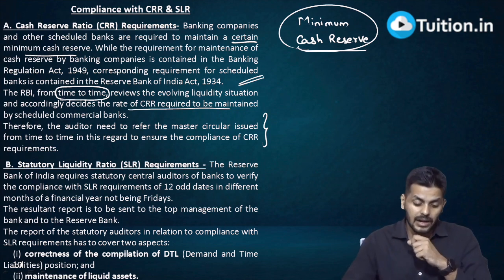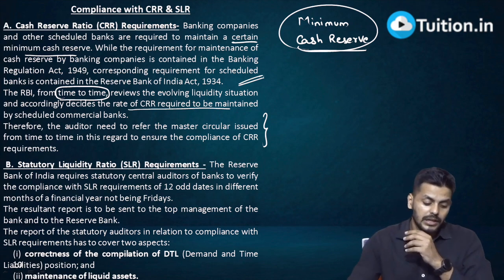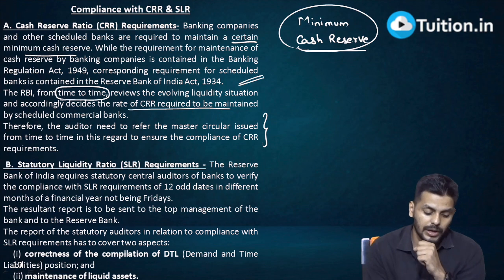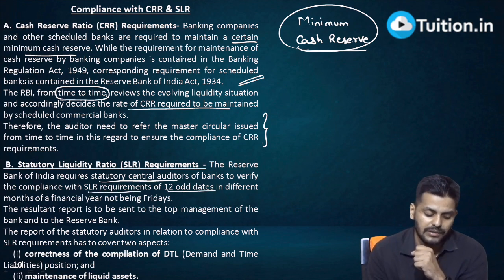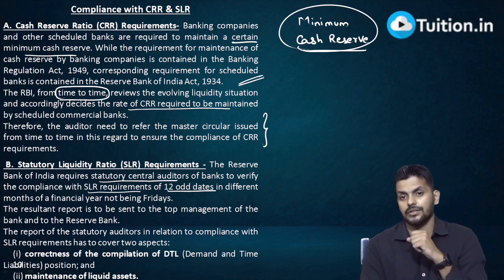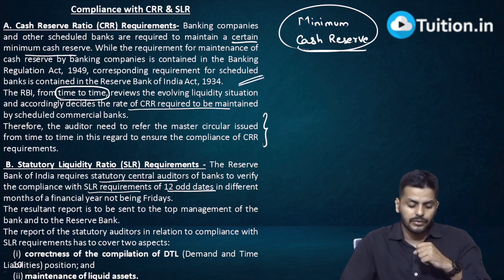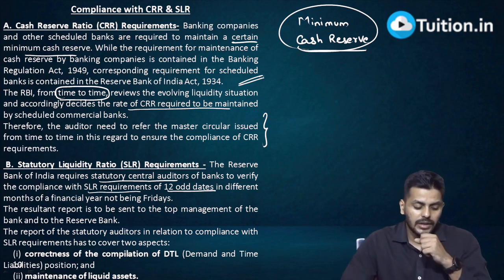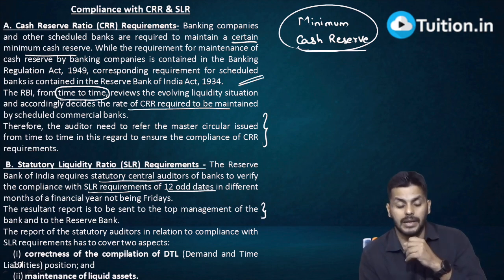Then SLR. SLR is basically the statutory liquidity ratio requirements. The Reserve Bank of India requires the statutory central auditor of the bank to verify the SLR requirements on 12 odd dates in different months of the financial year, which are not Fridays. So barring Fridays, you take 12 different dates in 12 months and check that. The resultant report is to be sent to the top management of the bank and to RBI. One copy of that.